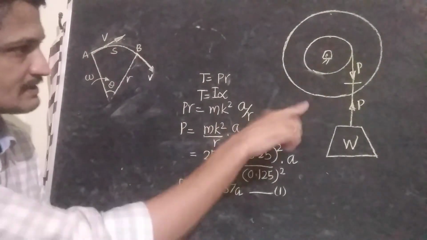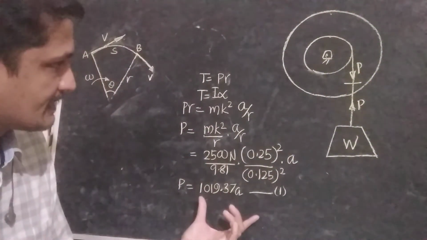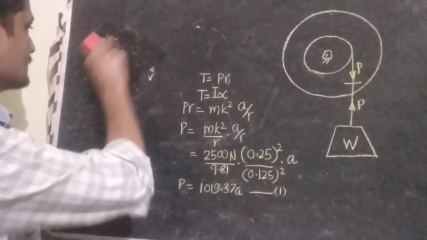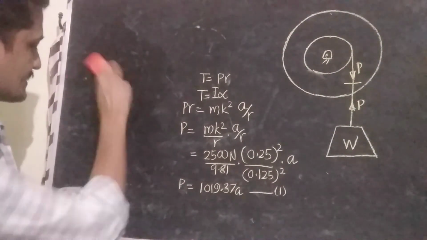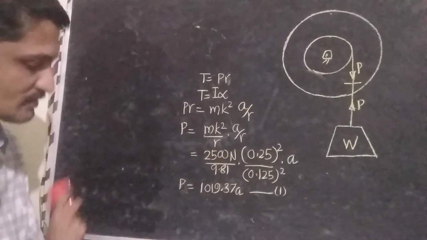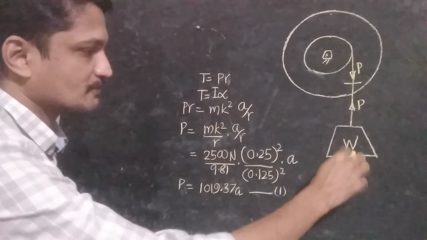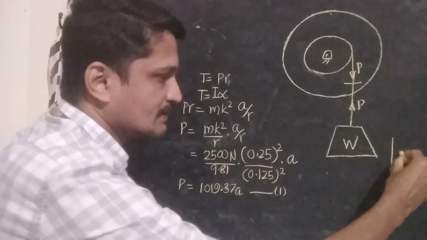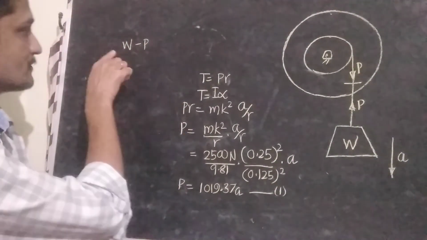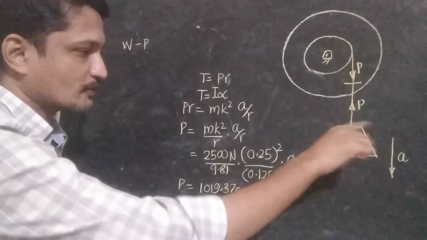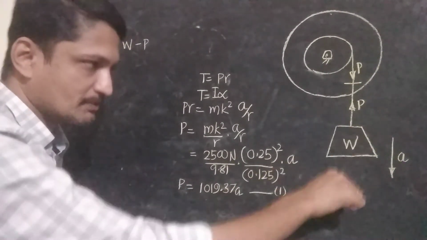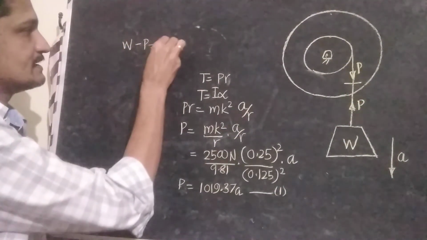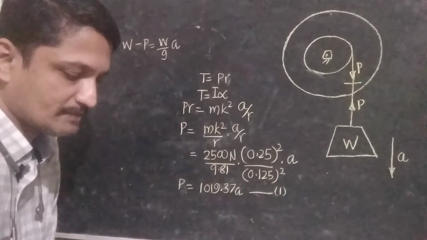We can easily calculate the tension in the string. Then again we can apply D'Alembert's principle here. The sum of total external forces is equal to W minus P, W moving downward with an acceleration A. The force in the direction of acceleration must be taken as positive, so W must be taken as positive and P must be negative. W minus P is equal to W by G into A.